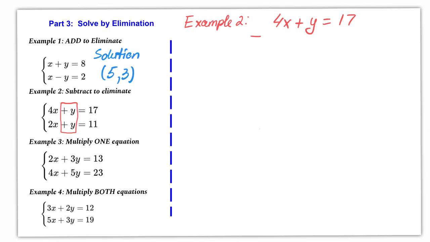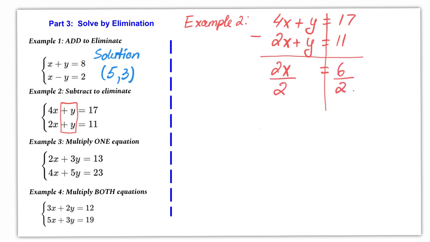And then minus. 4x minus 2x will be 2x, and then y minus y will be 0, and then 17 minus 11 will be 6. So let's go ahead and divide both sides by 2 to solve for x. And so x equals 3. Let's go ahead and write that down. X equals 3, and now we're looking for y.